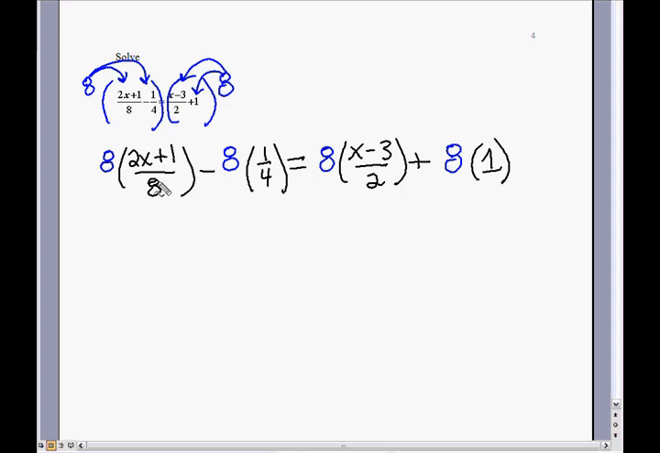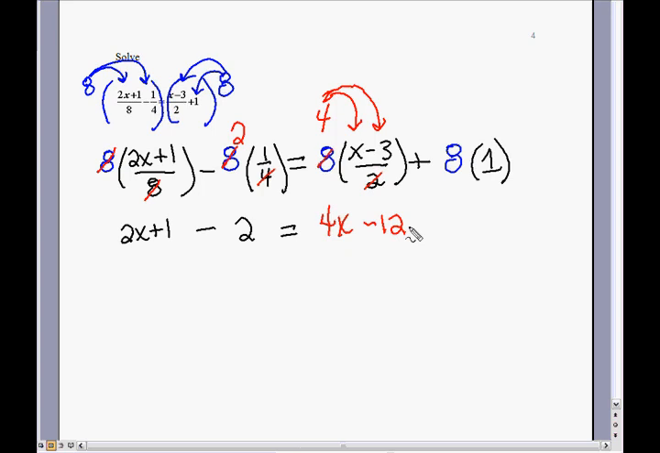So we'll have 8 goes into 8 once, 4 goes into 8 twice, 2 goes into 8 4 times, and there's no reducing here because there's no denominator. So this leaves me with 2x plus 1 minus 2 is equal to, multiplying the 4 to the x will give us 4x, minus, and multiplying the 4 to the 3 will give us 12, which is added to 8.